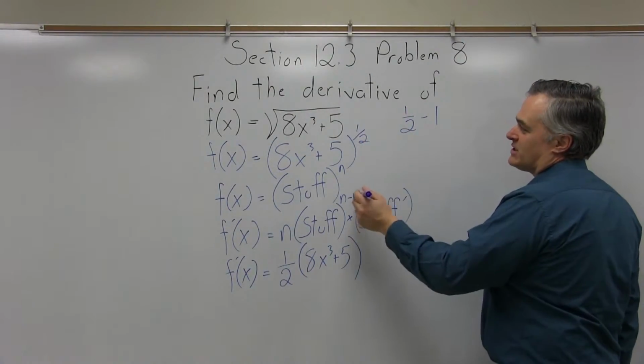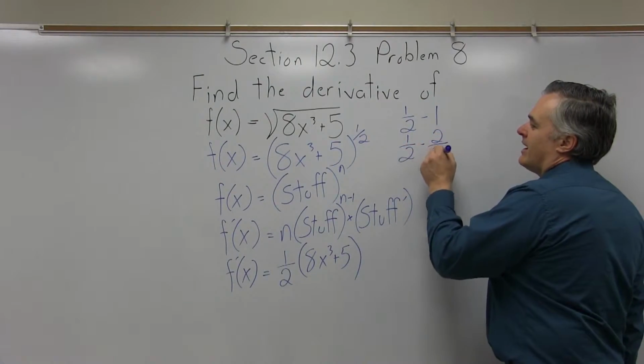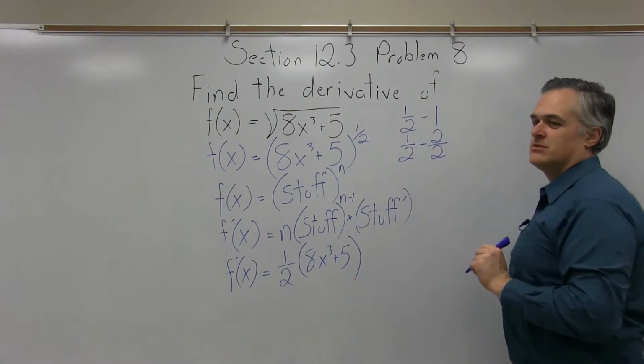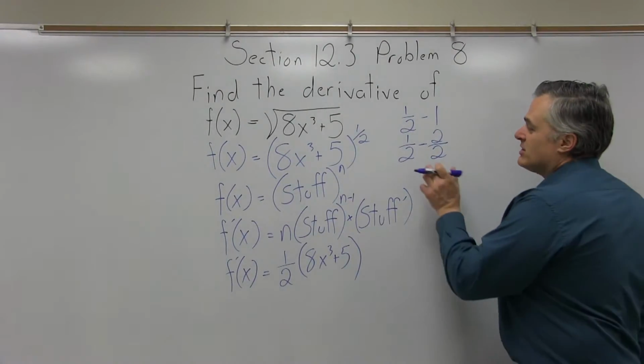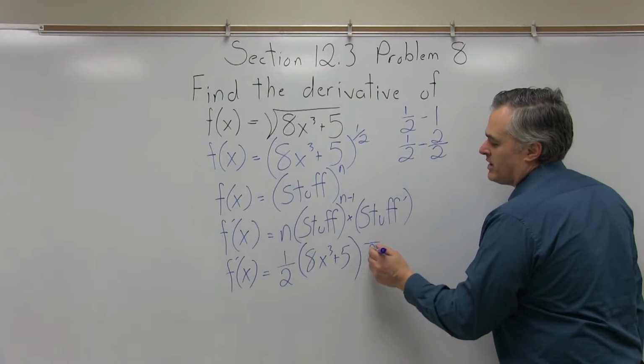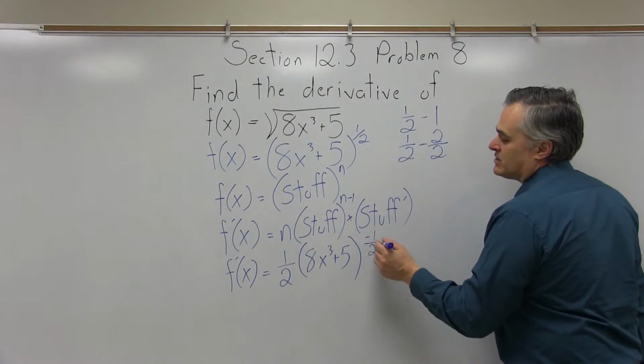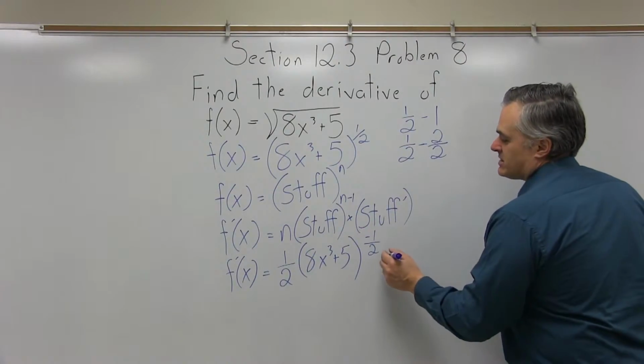So 1/2 minus 1. Think of the 1 as 2 over 2. That's a 1. But now in this form, you have a common denominator. So my new exponent of n minus 1, the denominator is going to be 2. The numerator 1 minus 2 is minus 1. And then times stuff prime.